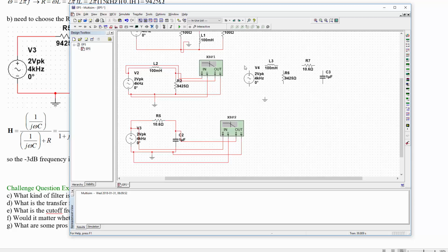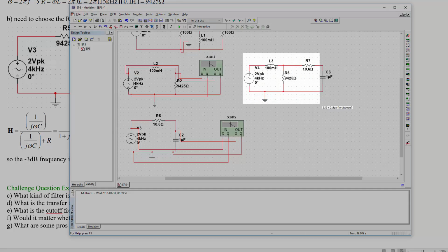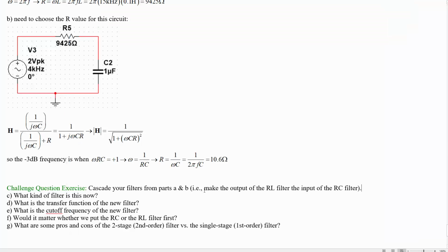So we're going to build this filter circuit. The idea is, this first one was low pass filtering with a cutoff of 15K, and this second one was low pass filtering with a cutoff of 15K. So if you cascade them, then maybe you'll get an even better low pass filter with a cutoff of 15K. Let's analyze this circuit and see whether or not that works out. So this is the cascaded circuit.